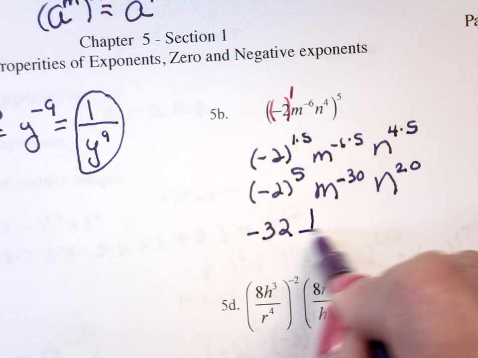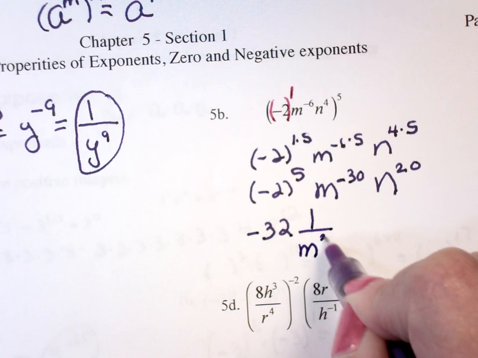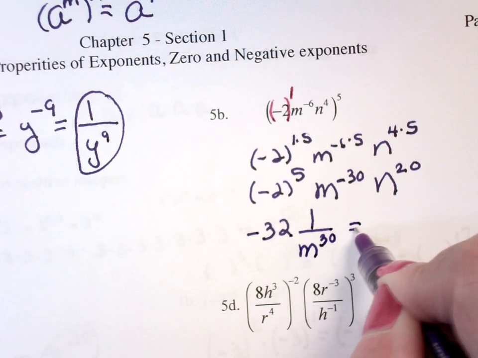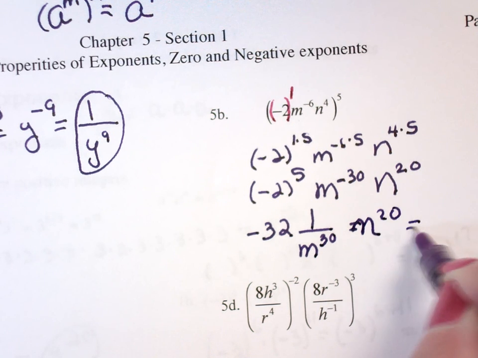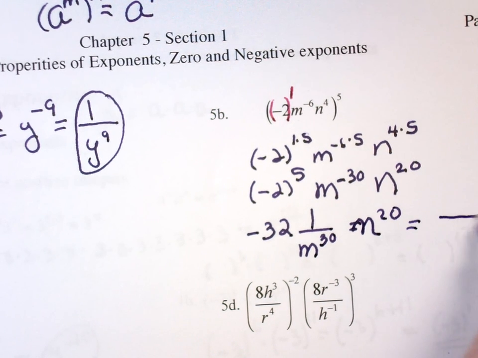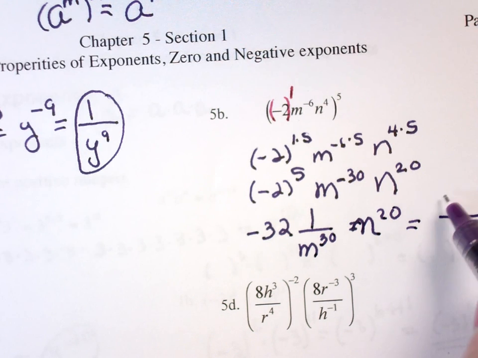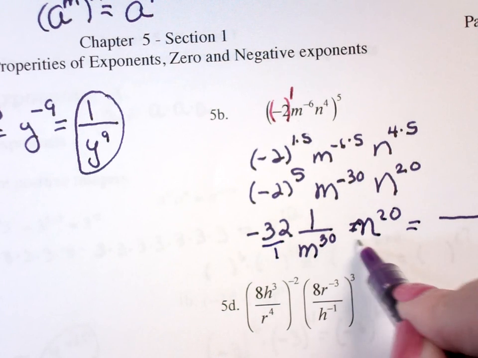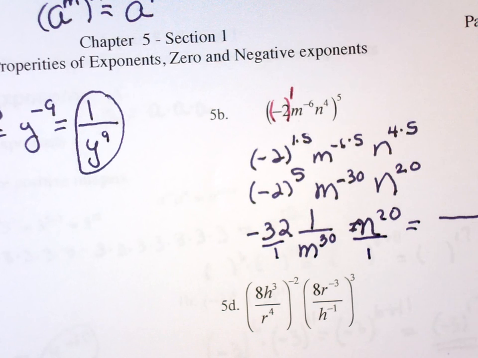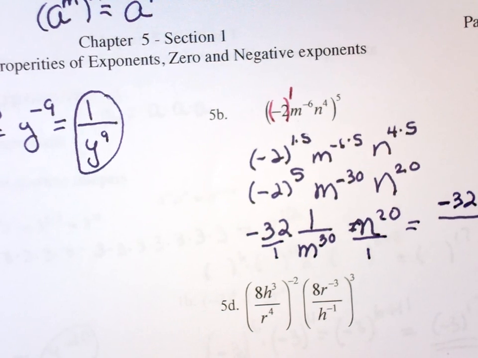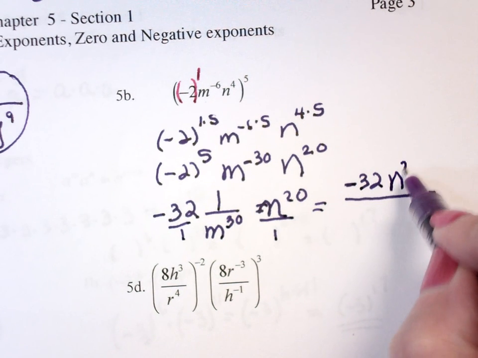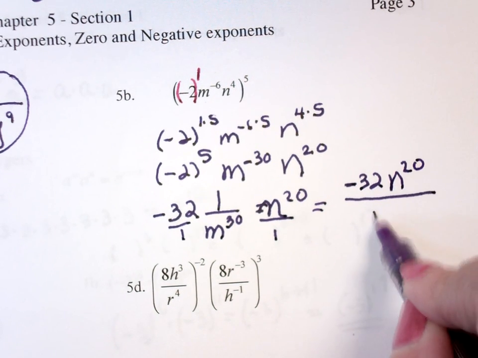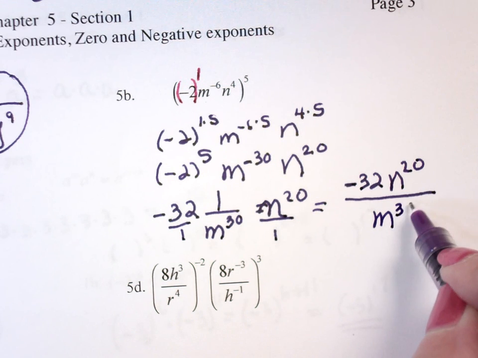This one is 1 over m to the 30th. And this is n to the 20th. So what your book would do, 32 is over 1, n to the 20 is over 1. You'd have negative 32, n to the 20, and the denominator would be m to the 30.